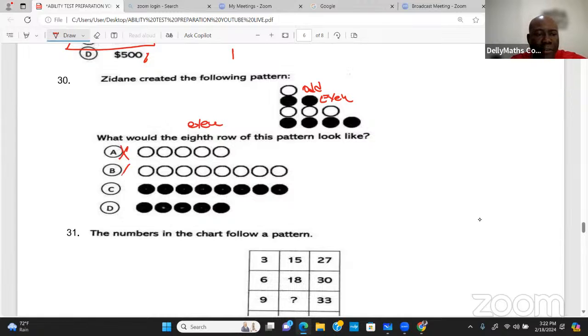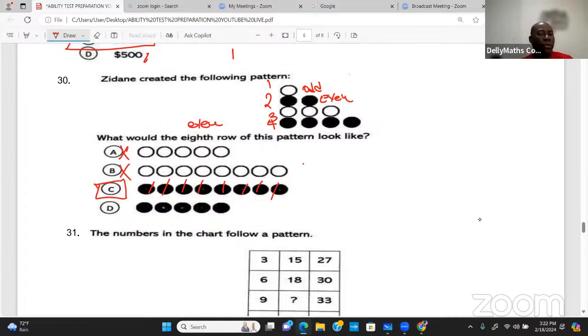So this is off and that is off. Now you could look. This is the second one. This is the fourth. Are you seeing a pattern? 1, 3. So you're seeing that means it's going to be black, but not just any black. It's going to be 8 black. So it's 1, 2, 3, 4, 5, 6, 7, 8. So I have to choose my answer at C.